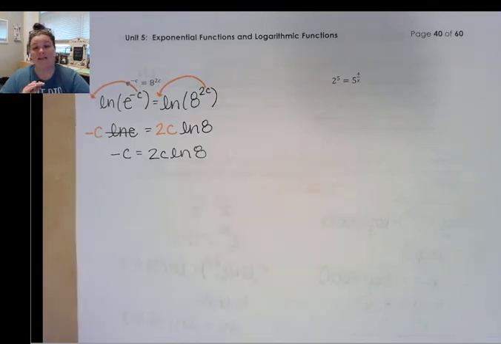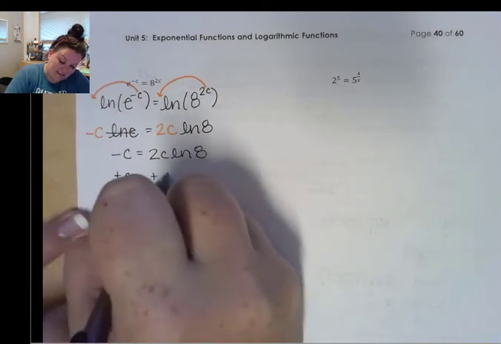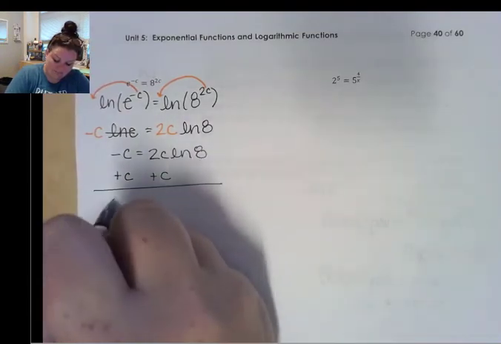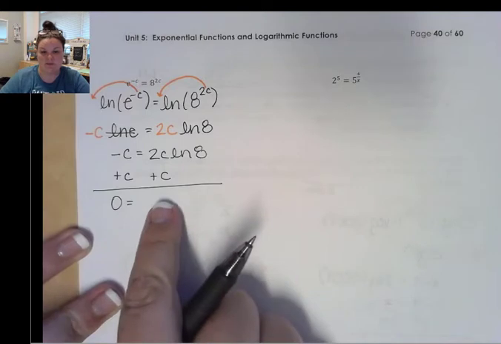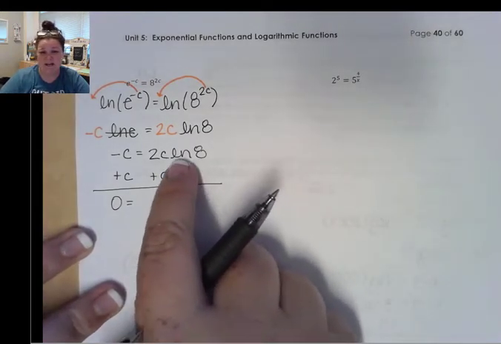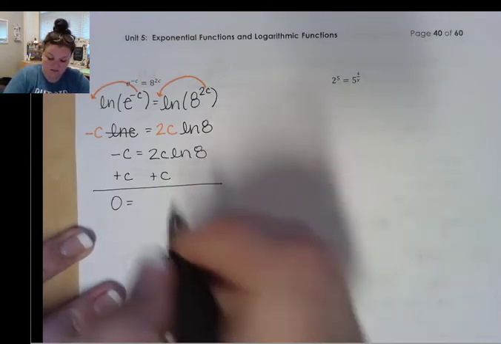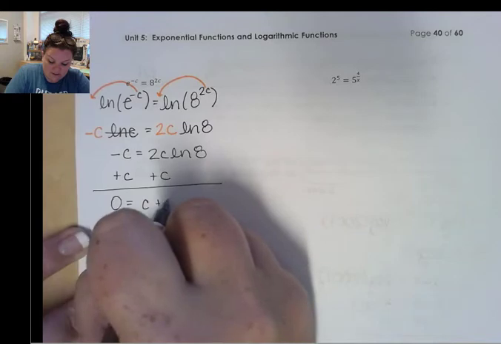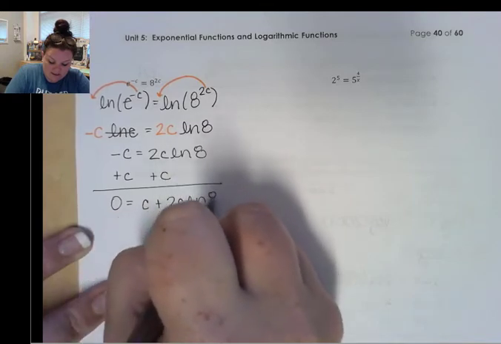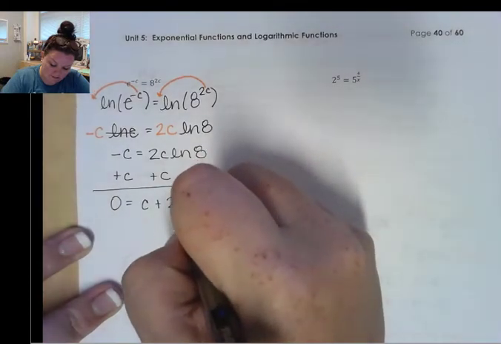So I need all my terms on the same side. So I'm going to go ahead and add my c to this side. So that gives me 0 is equal to. Now, I can't add these technically because this one has all this other junk attached to it. So they're not like terms. So I'm just going to write it as c plus 2c ln 8, right?